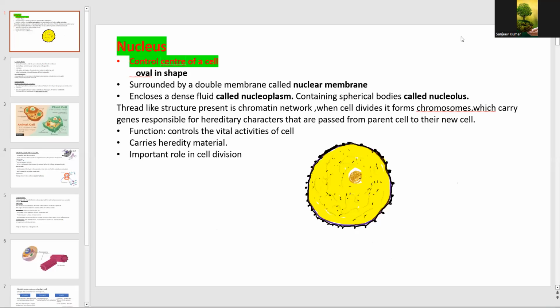Hello friends, today I'm continuing the topic of the cell, where we ended with the different parts of the cell, and now as we were reading about the animal and the plant cell, I continue with the nucleus. Now what is the nucleus?